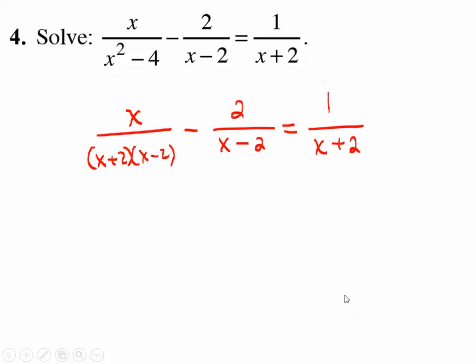Negative 2 and 2? Perfect. Negative 2 won't work here. Positive 2 won't work here. And then negative 2 won't work here, as well as positive 2. So off to the side somewhere, you just put x cannot equal 2 or negative 2. We won't be able to accept those answers.